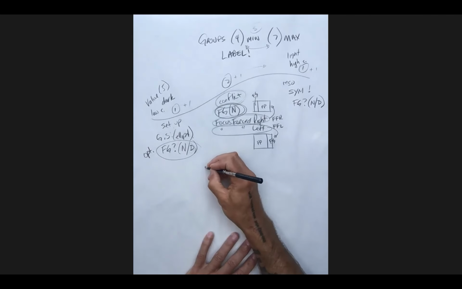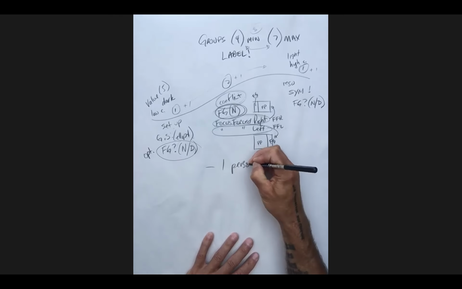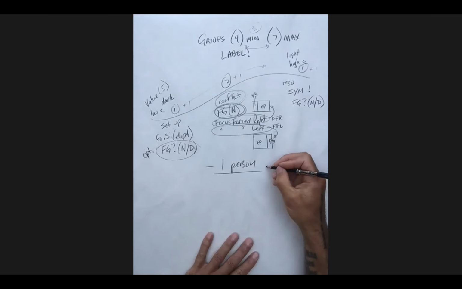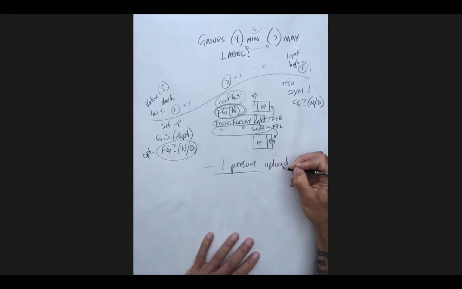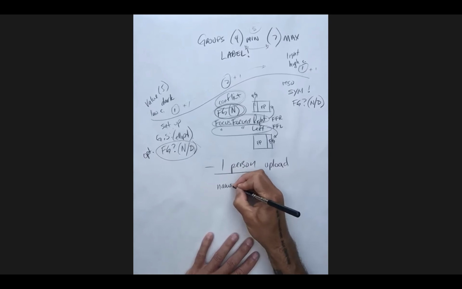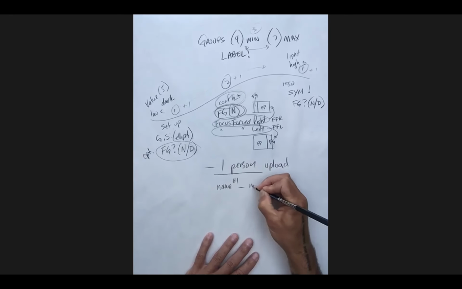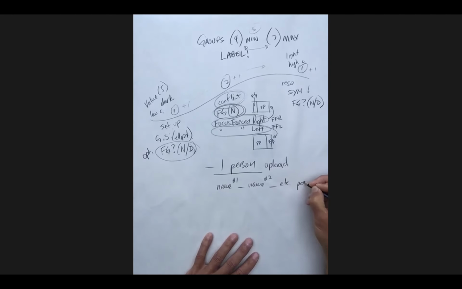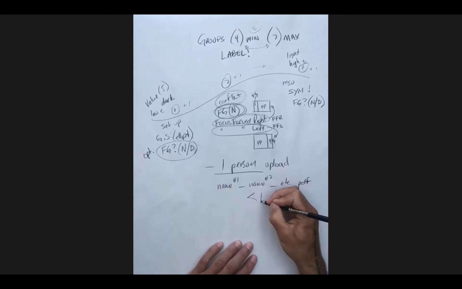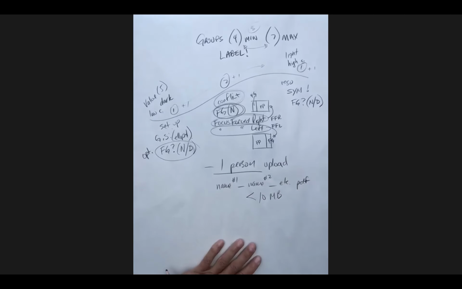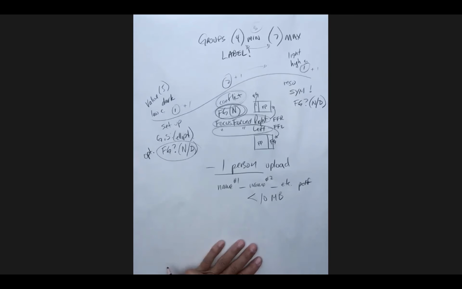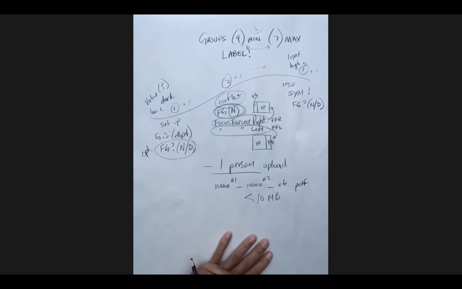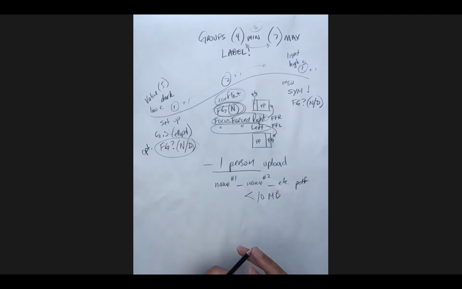Okay. Again, give these to one person in order to upload. Name number 1, name number 2, etc. .pdf under 10 meg. Again in order, and then again due before next Friday morning. Okay, so no differences there.